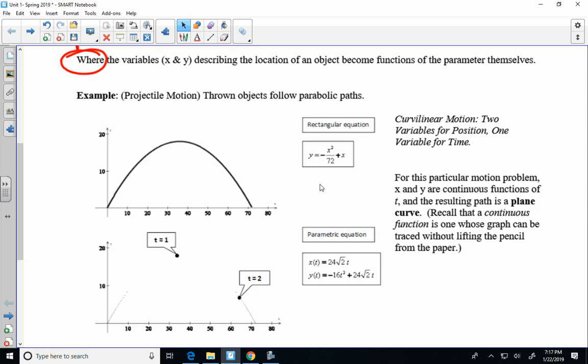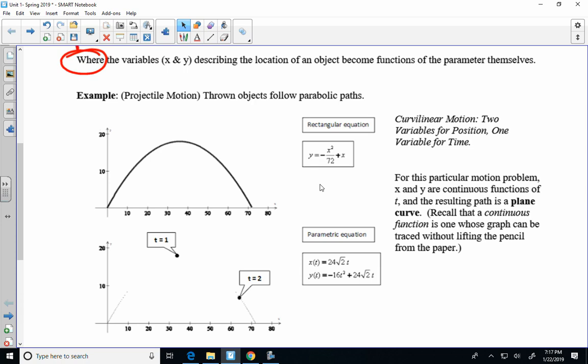What's the highest point? How long did it take to get to the highest point? Things like that. So we keep going back to it, not because it's an easy problem to do, but because it's a good place to get started so that we can learn about the trig functions, the transcendental functions, your exponentials and logs and things like that. So the boring parabola problem is how we get started. Curvilinear motion, 2 variables for position, 1 for time. We'll get to that in a minute.